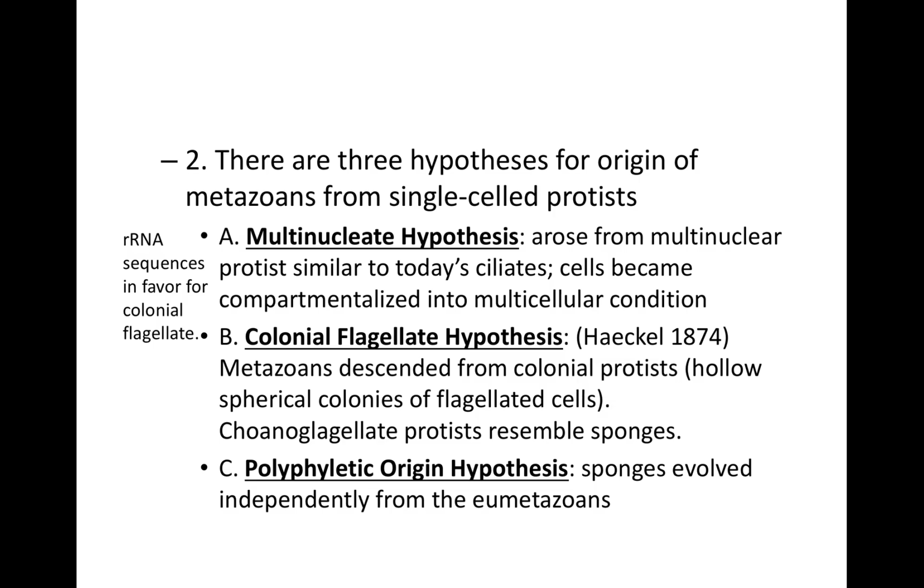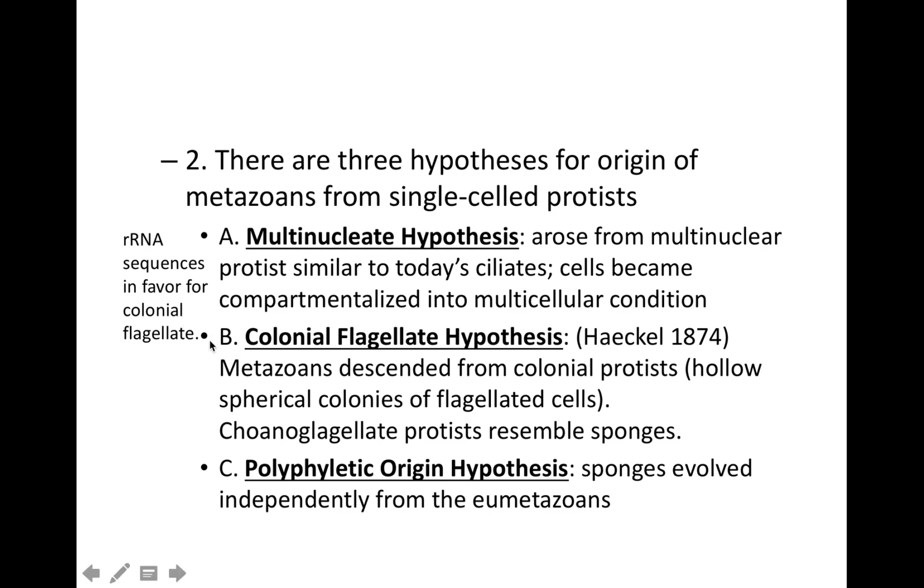So there are three hypotheses for the origins of metazoans. A multinucleate hypothesis, which just means that maybe they arose from multinuclear protists that look like today's ciliates. The second hypothesis is the colonial flagellate hypothesis, which means we came from colonial protists, and a lot of it has to do with the choanoflagellates, flagellate protists that resemble sponges. And the third is the polyphyletic origin, which means sponges evolved independently from eumetazoans.